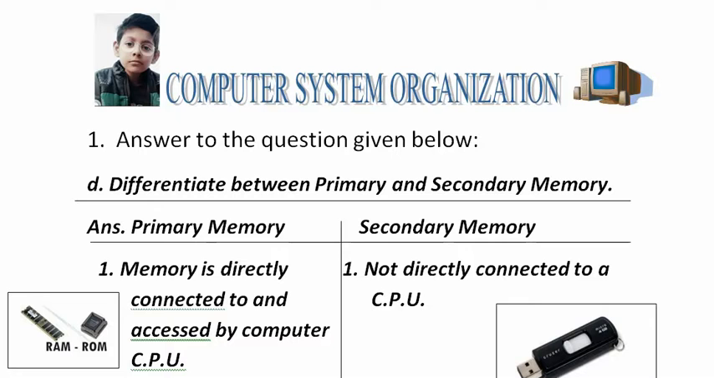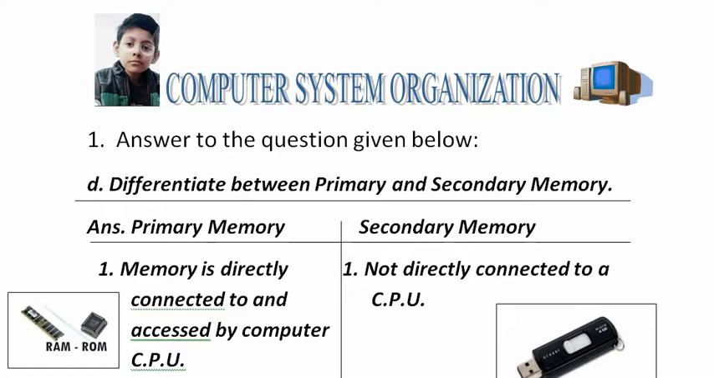In the last section, we studied computer system organization. The next portion of this lesson has a few questions remaining. So today we learn and read these questions and answers. So we take the next question: differentiate between primary and secondary memory.